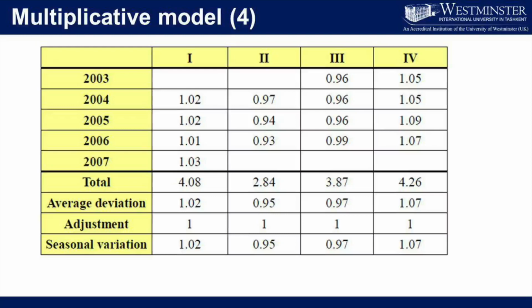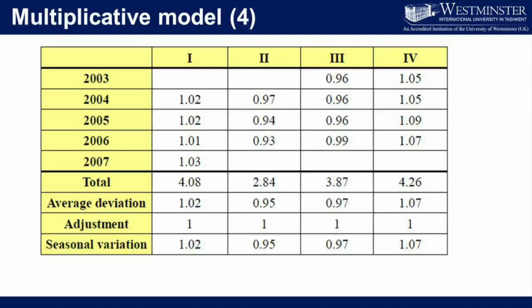So 102 divided by 1 is 102. Okay, so it's the same number. So now you have the seasonal variations. Now, can you tell me the forecast for 2007 fourth quarter? What will be the sales for fourth quarter? Yeah, it goes up. How do you know? Right, exactly. So the seasonal variation is more than 1.